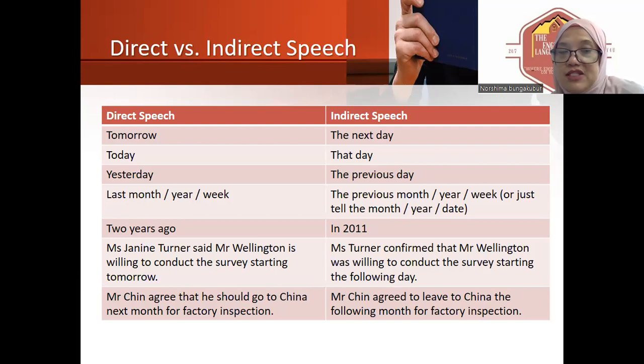Okay. Miss Janine Turner said Mr. Wellington is willing to conduct the survey starting tomorrow. Miss Turner confirmed that Mr. Wellington was willing to conduct the survey starting the following day. Mr. Chin agreed that he should go to China next month for factory inspection. Mr. Chin agreed to leave for China the following month for factory inspection.